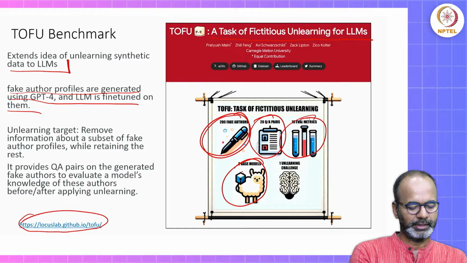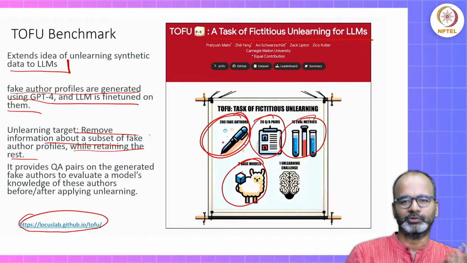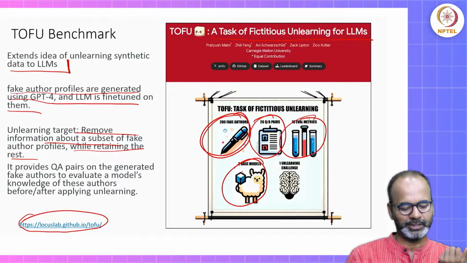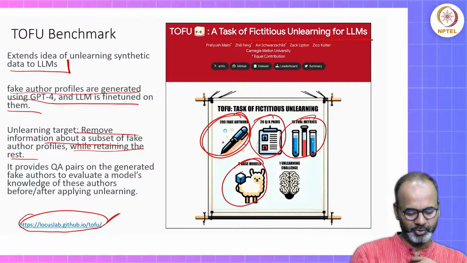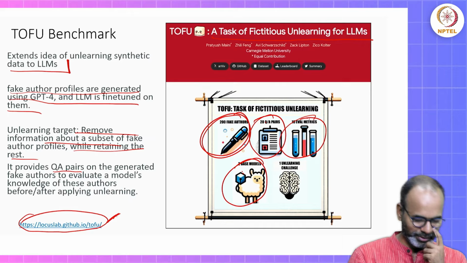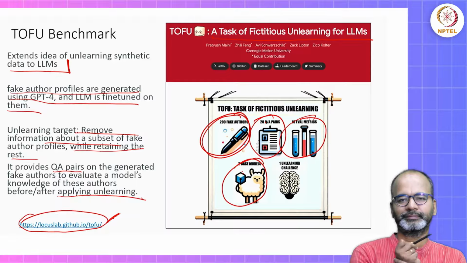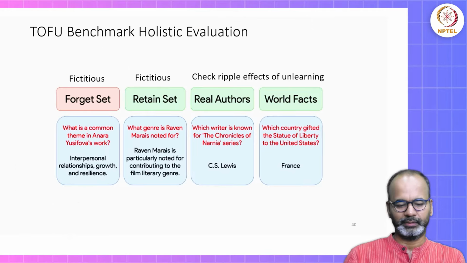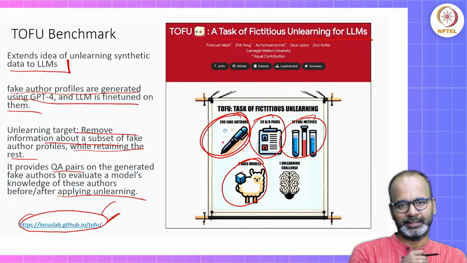The unlearning target is to remove information about a subset of fake author profiles while retaining the rest. The goal is, can you remove this information about a subset of fake authors from this model? It provides QA pairs. This is the demo. If you go look at it, you can see the question answer pairs on the generated fake authors to evaluate a model's knowledge of these authors before or after applying the unlearning. If you go look at the demo on this website, you will see that it is taking some input and providing information about some of the authors that it has.